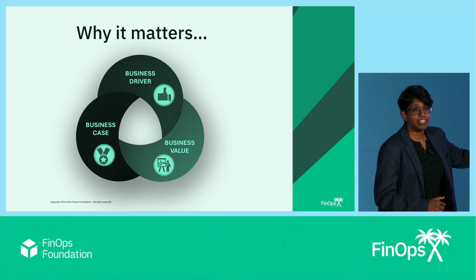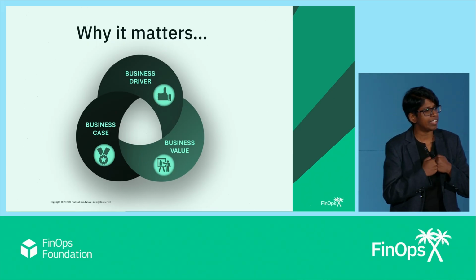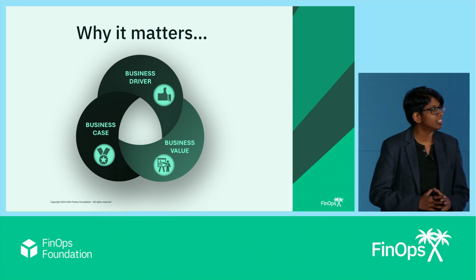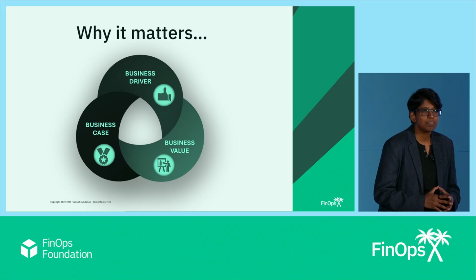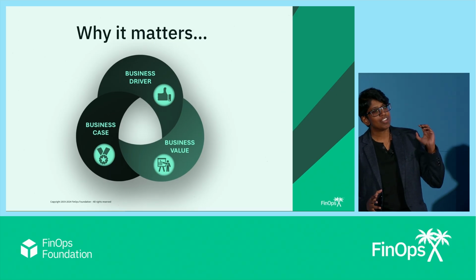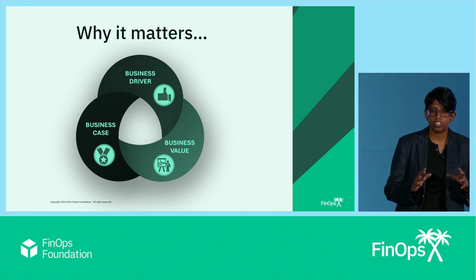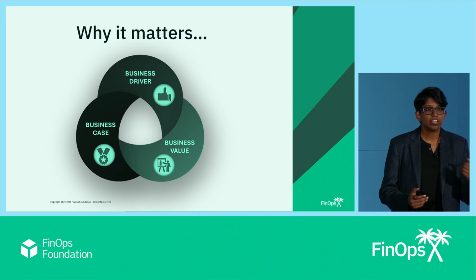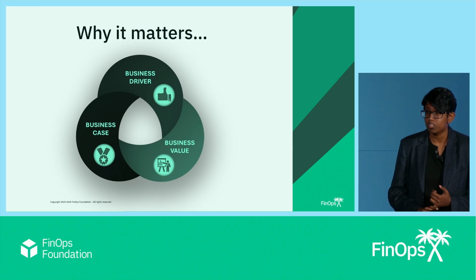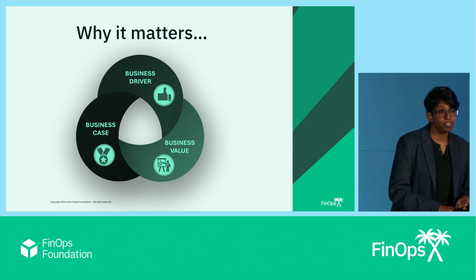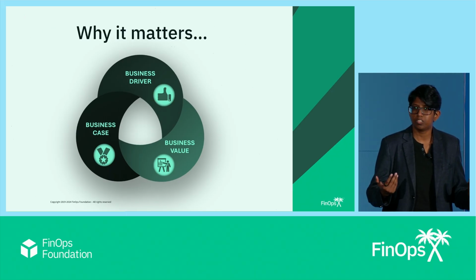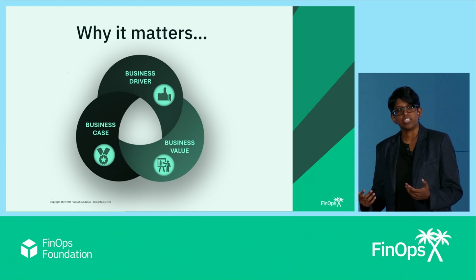Why it matters. Right here on screen, you can see three links very tightly coupled. The first is the business driver, the second is the business case, and the third is the business value. Now, the way I like to think about an initiative is kind of like a road trip. So stay with me here. The business driver is kind of like the why. Why am I going? The business case is the how. How am I getting there? What's the route? What's the plan? How much do I have for fuel? And the business value is, what did I gain through the journey? What am I getting at the destination?